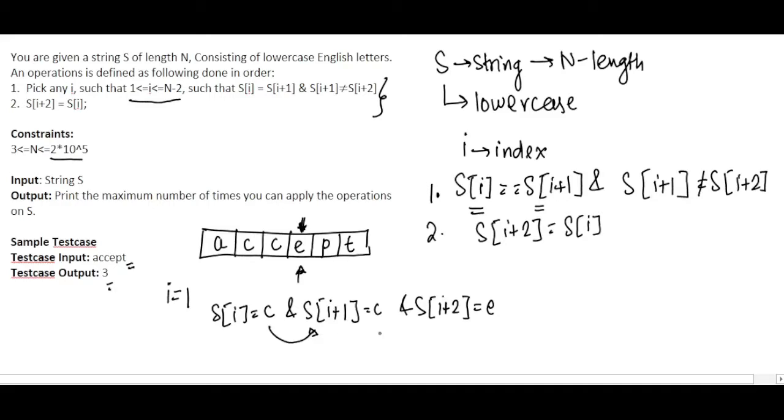So both of these are equal, but these are not equal. Okay, so these are not equal, so we can say that our first condition is satisfied. Okay, when we jump to the second condition and see whether this condition is satisfied or not. So s of i plus 2 is equal to s of i.